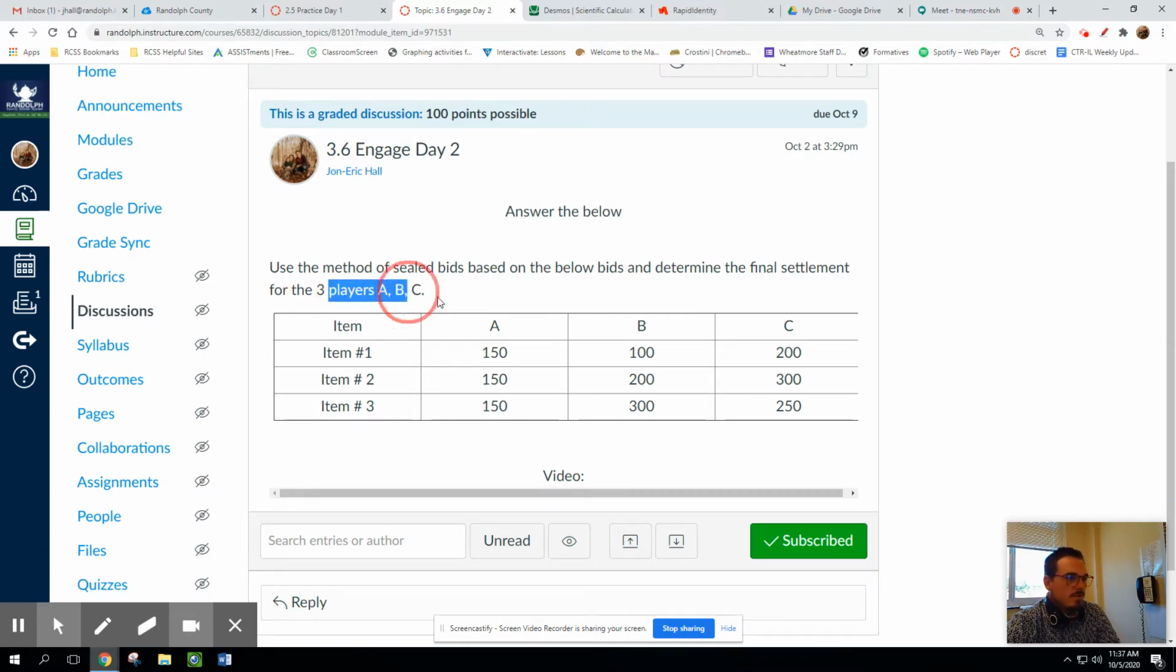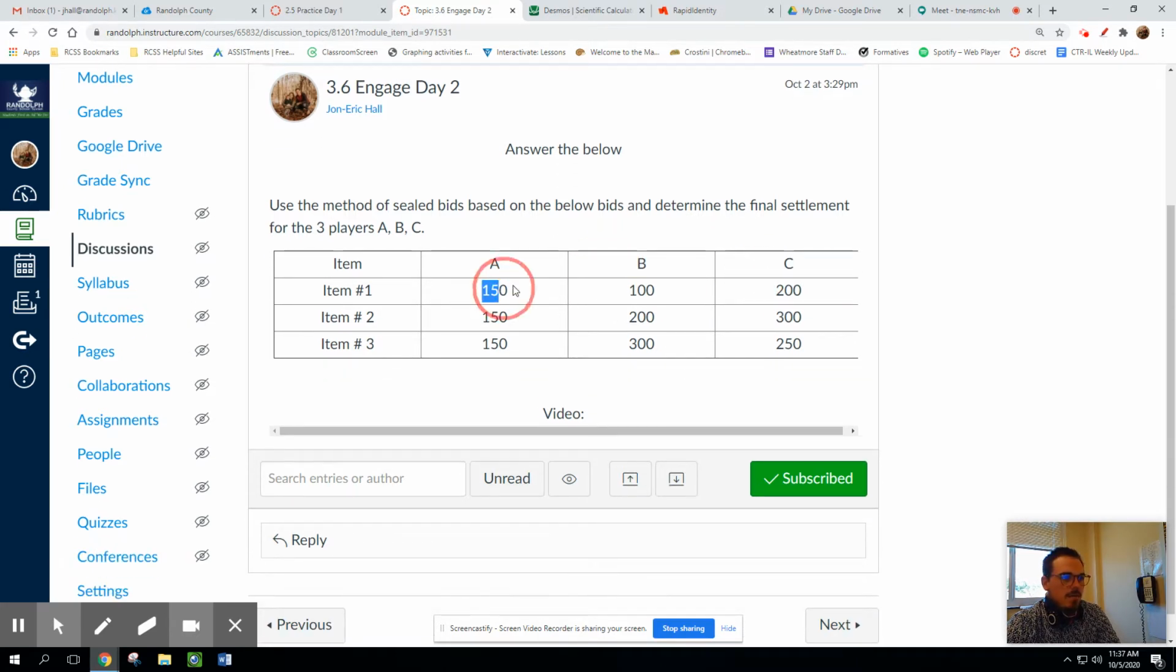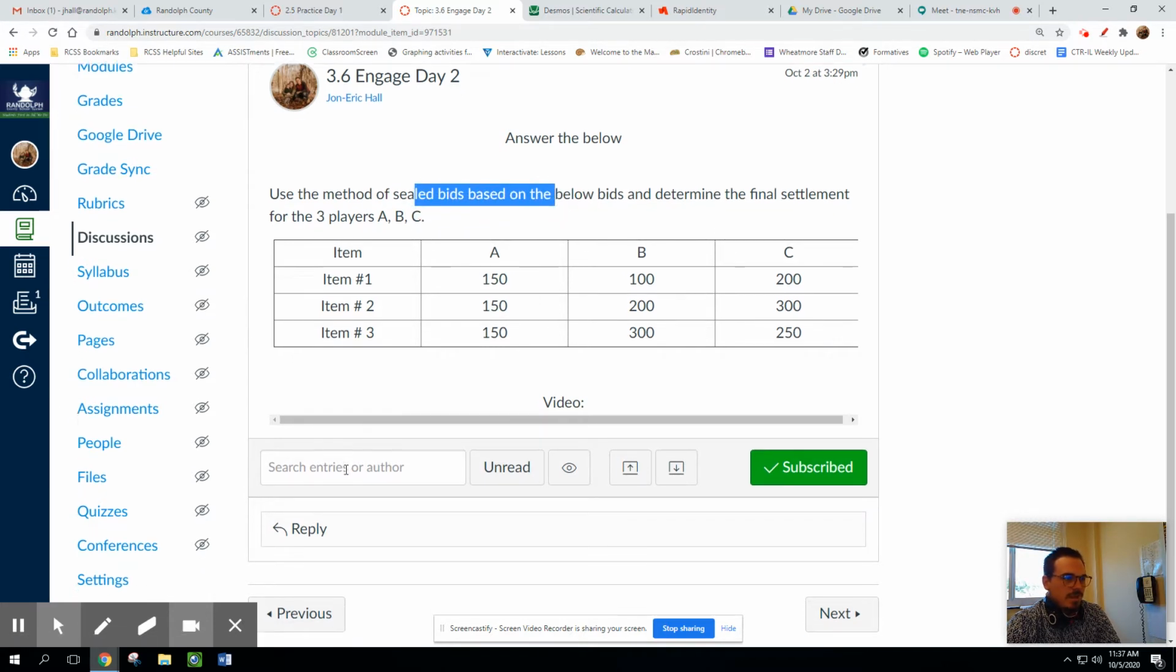All right, so back to it, the three players A, B, and C. So our items, we don't know what they are. We'll call them item 1, 2, and 3. And we have our three players here, player A, player B, and player C. And then each of them have their dollar values in their sealed bids. So using the method of sealed bids, determine the final settlement.